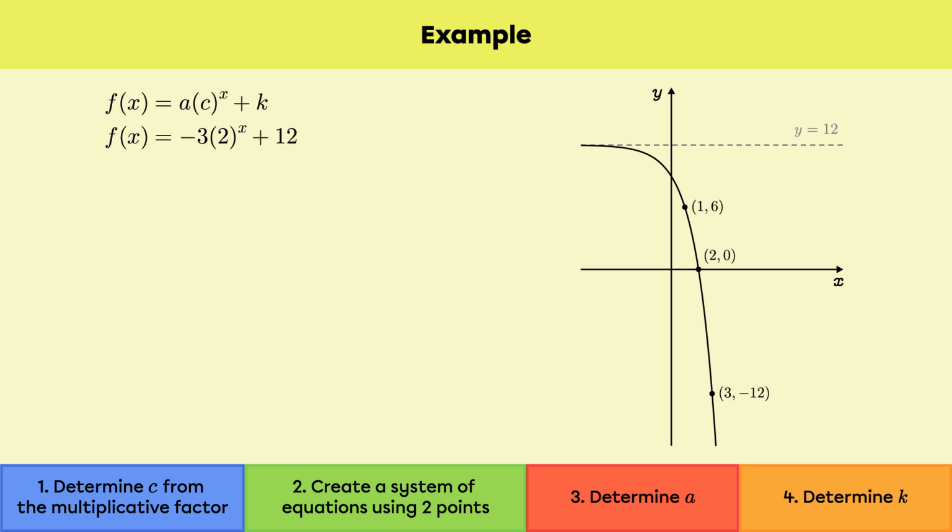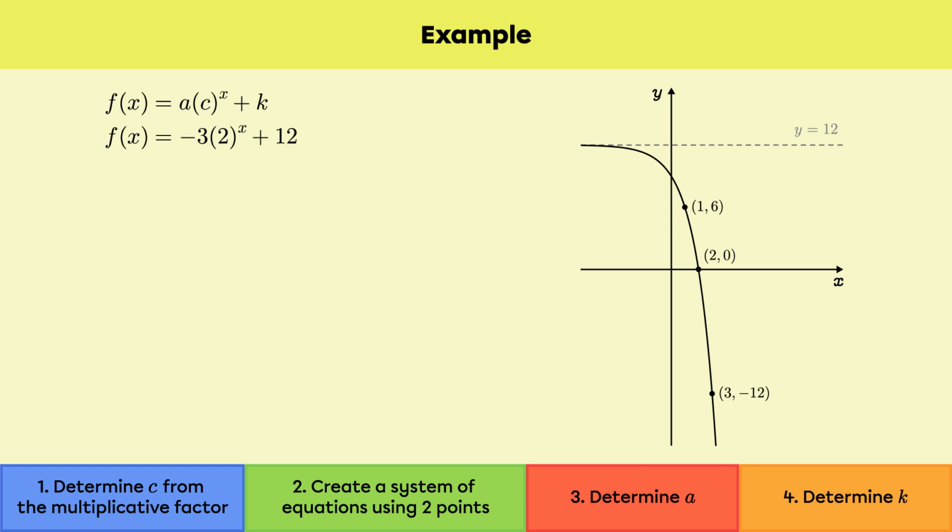It's possible to check if the sign of parameter a corresponds to the graph provided. We can see that the curve is below the asymptote, so the a value must be negative. This is what we found. We can also use the graph to check if the k value makes sense. k is 12, so the asymptote is at y equals 12. This seems to be the case since it's above the point that has the 6 as its y-coordinate.